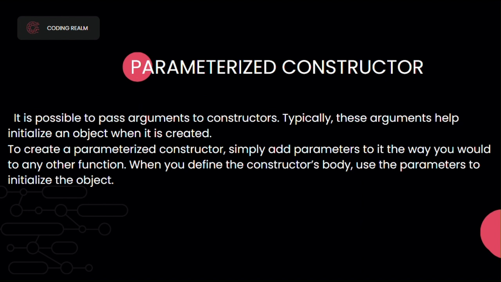Now the parameterized constructor. It is possible to pass arguments to constructors. Typically, these arguments help initialize an object when it is created. To create a parameterized constructor, simply add parameters to it the way you would to any other function. When you define the constructor's body, use the parameters to initialize the object.